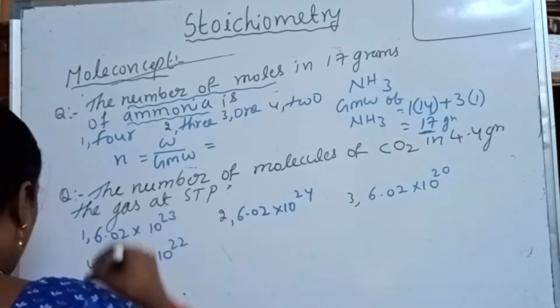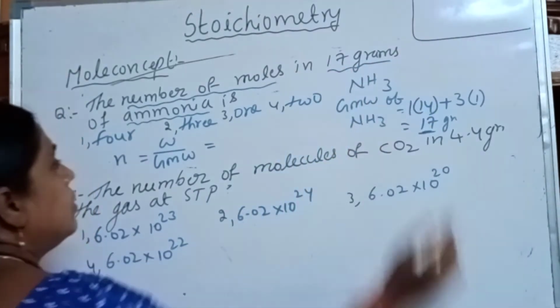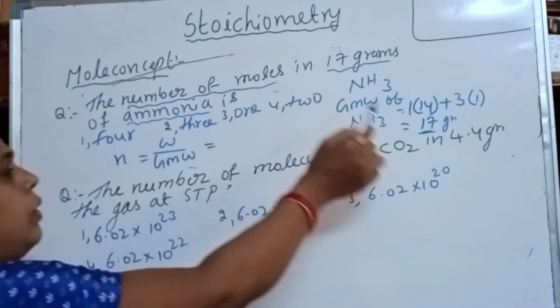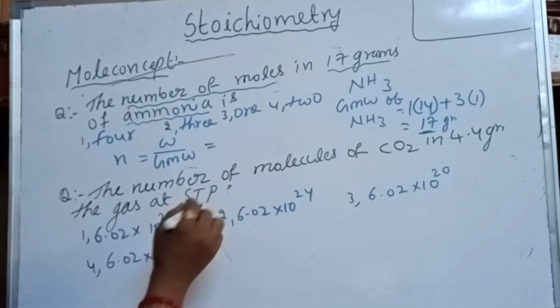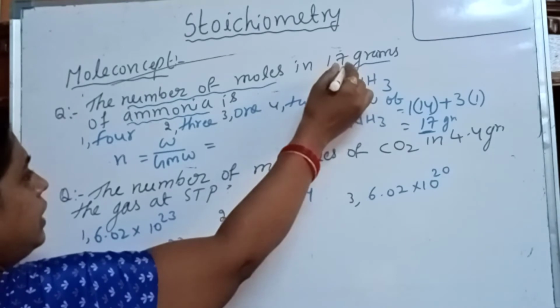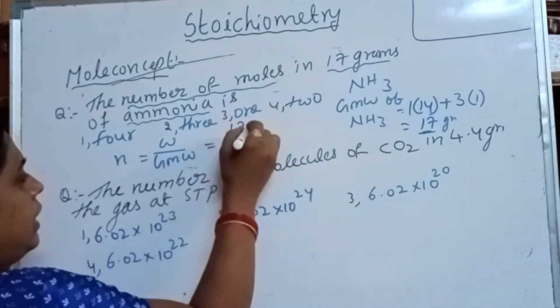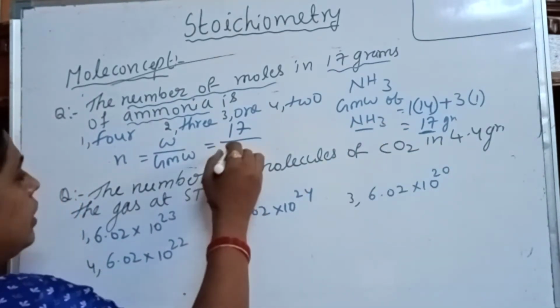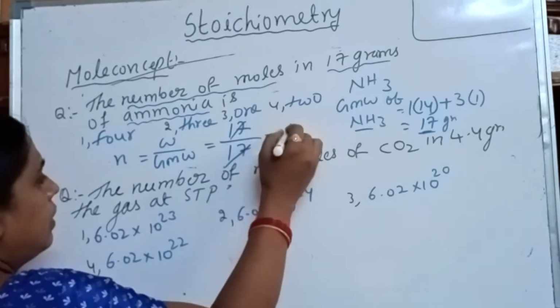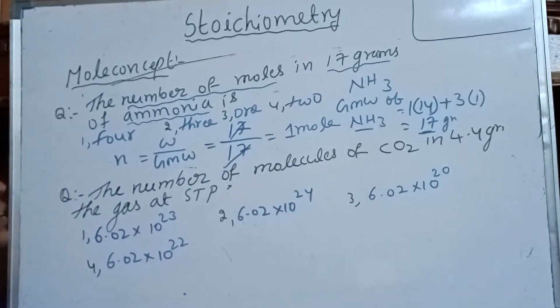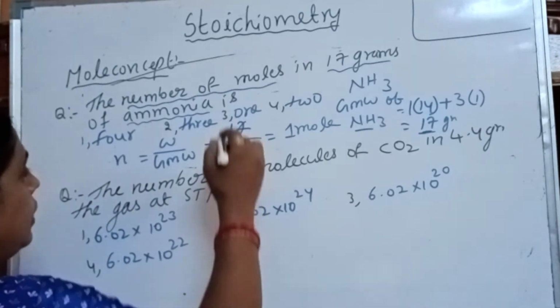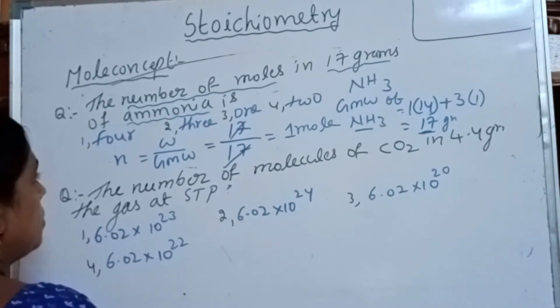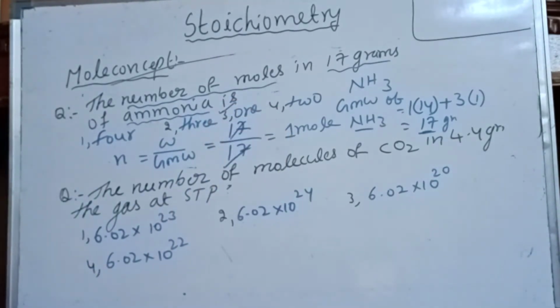Okay. So in the problem, the weight of ammonia is given. Here the weight and the molecular weight are the same, isn't it? So don't get confused here. The given weight in the problem is 17, and the gram molecular weight of ammonia is 17. 17 by 17 is equal to 1 mole. So how many moles of ammonia? Only 1 mole. So which option is correct? The third option is correct. This is one question based on the mole concept.